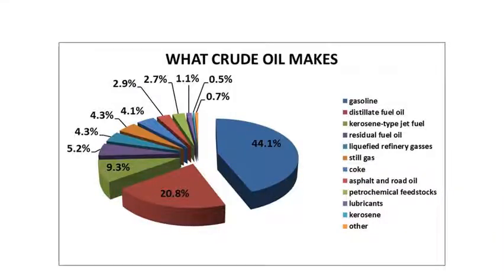What does crude oil make? On average, in a barrel, you get about 44.1% gasoline just by heating it up. Then 20.8% is diesel, and we have jet fuel at about 9.3%, and the rest of it is a variety of products that are used for asphalt and plastics and so forth.